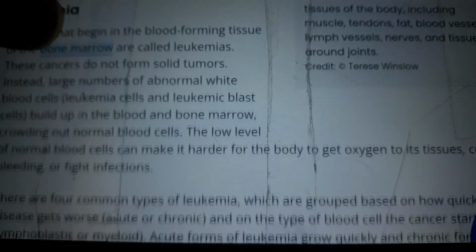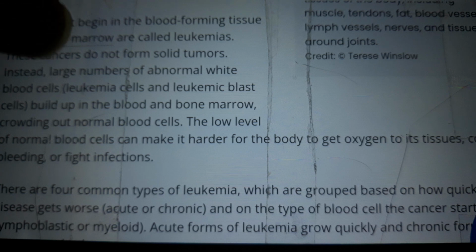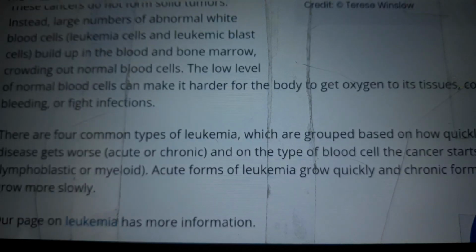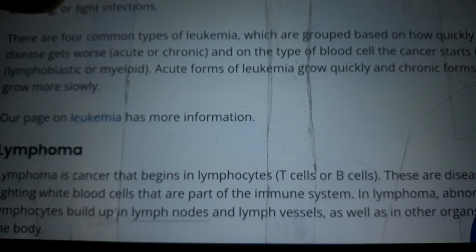Cancers that begin in the blood-forming tissue of the bone marrow are called leukemia. These cancers do not form solid tumors. Instead, large numbers of abnormal white blood cells, leukemia cells and leukemic blast cells, build up in the blood and bone marrow, crowding out normal blood cells. The low level of normal blood cells can make it harder for the body to get oxygen to its tissues, control bleeding, or fight infections.